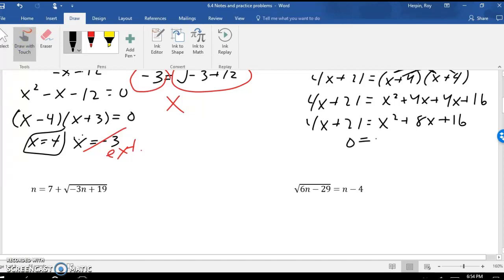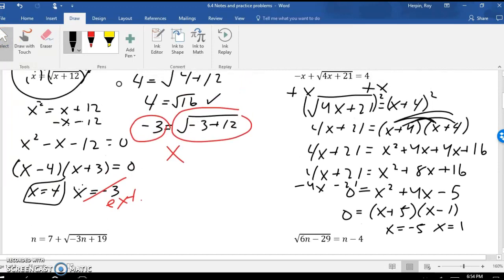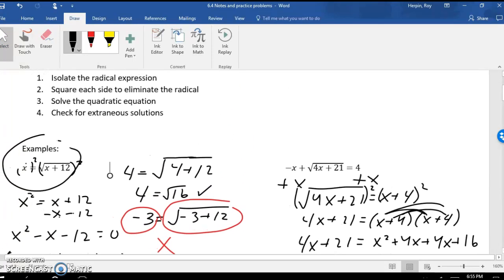Move everything to one side. X squared plus 4x. I'm subtracting this stuff over. And I think that gives me minus 5. So I think this is going to be x plus 5 and x minus 1, which gives me x equals negative 5 and x equals 1. Make sure I check those. So negative 5 and positive 1.